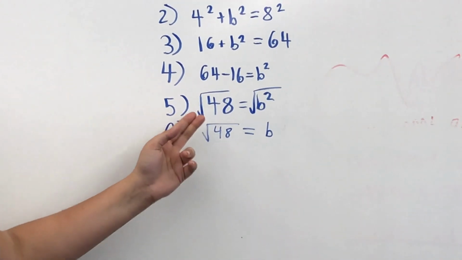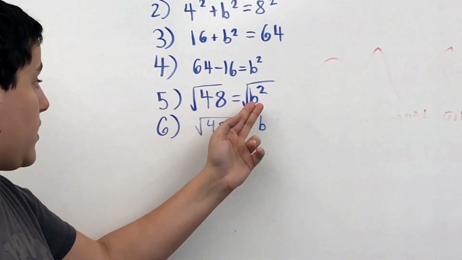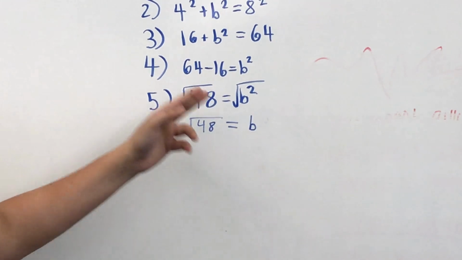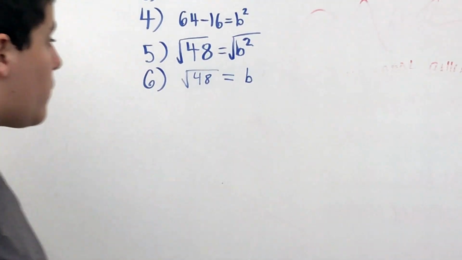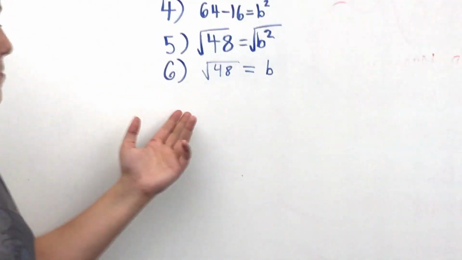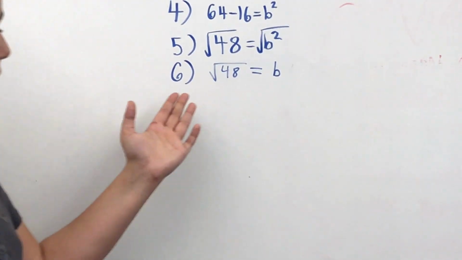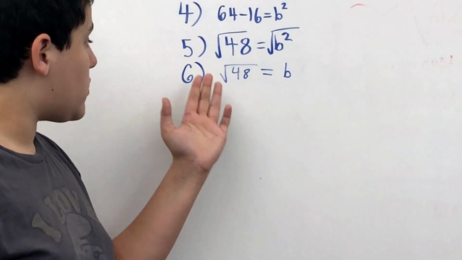After subtracting, you get 48 equals b squared, which means that the square root of 48 equals the square root of b squared. Since you cannot simplify the square root of 48, your final answer will be the square root of 48 equals b. Matt, is there any way we could get a visual representation?